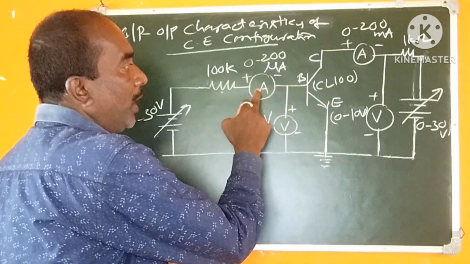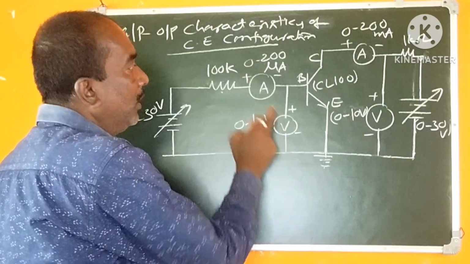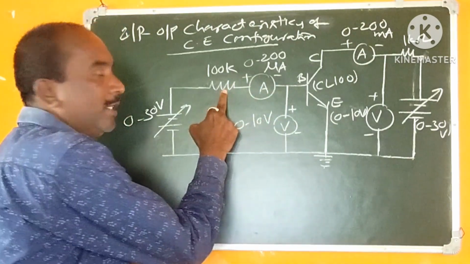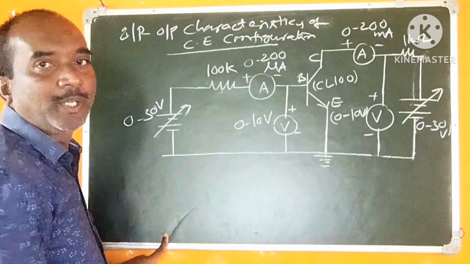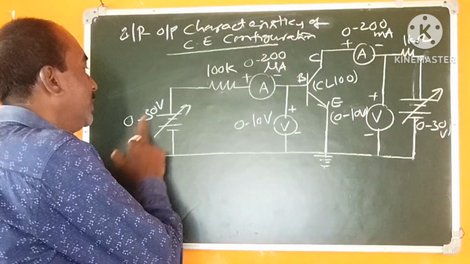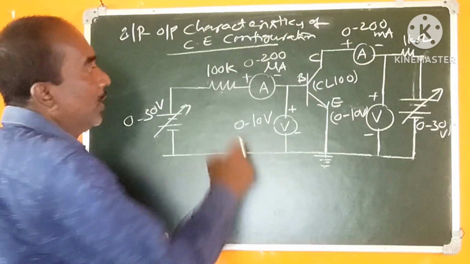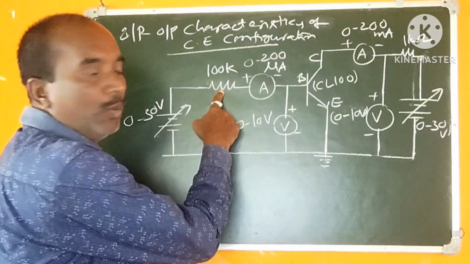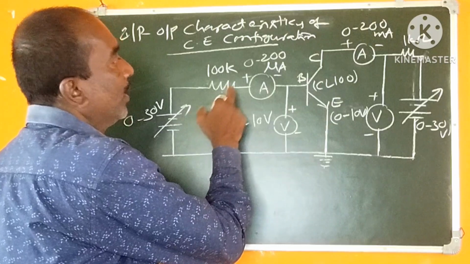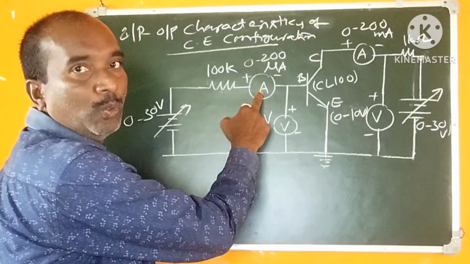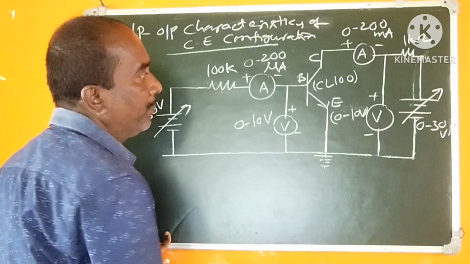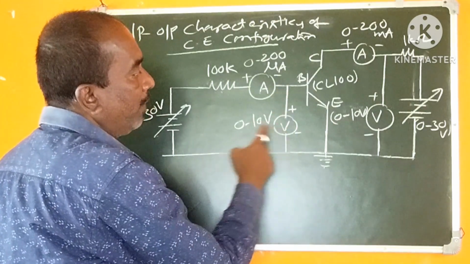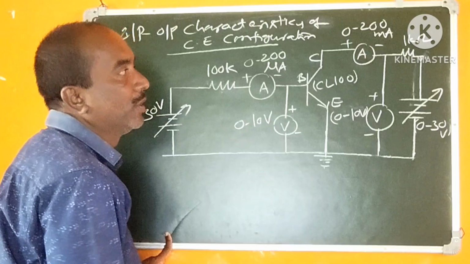The base is to be connected to the ammeter and the voltmeter, and the ammeter is to be connected to the resistor, and this is to be connected to the RPS supply. The supply varies from 0 to 30 volts. The resistor is 100 kilo ohms. The ammeter is a micro ammeter with a range of 0 to 200 microamps, and the voltmeter has a range of 0 to 10 volts.